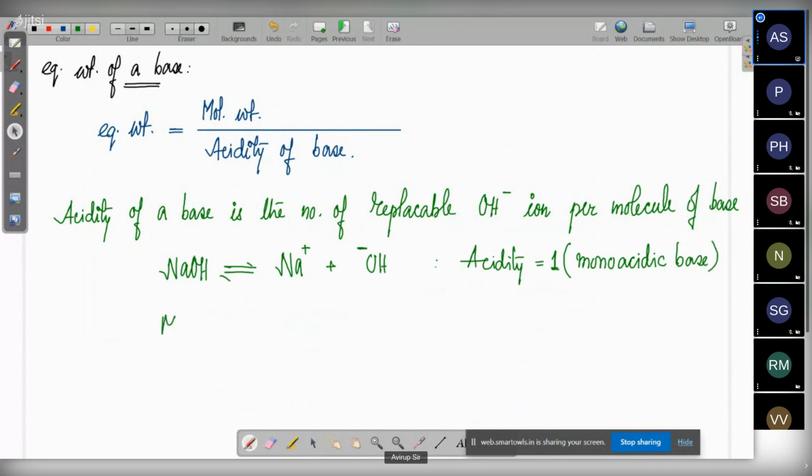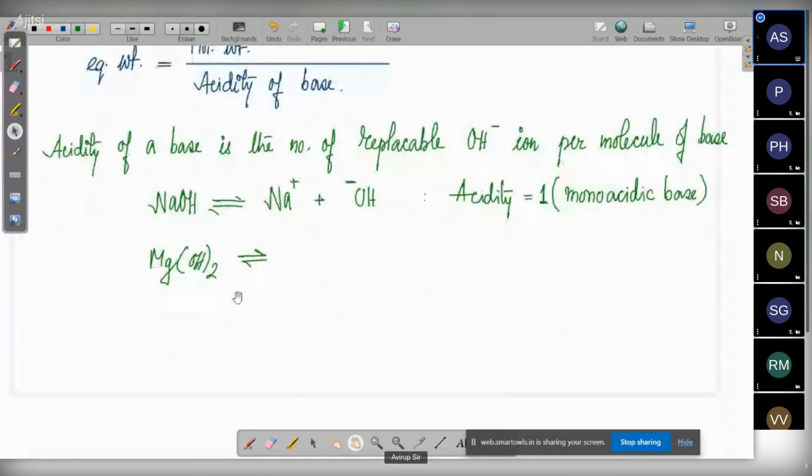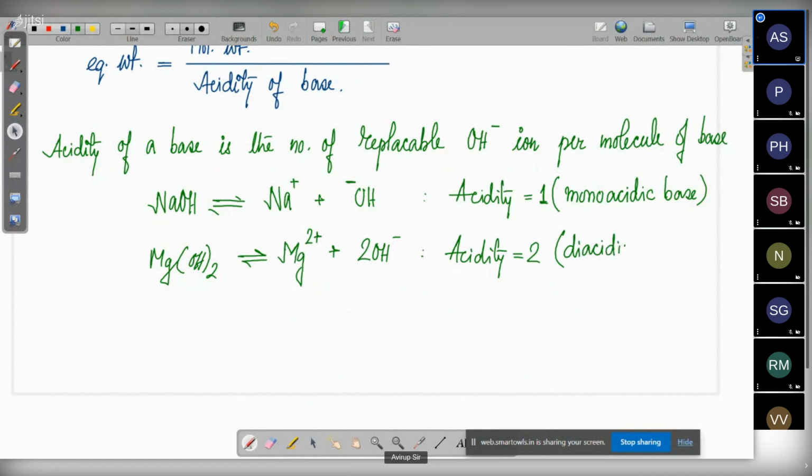Then suppose if I give you magnesium hydroxide, what will be the acidity? Just a simple thing. How many OH are there in magnesium hydroxide? Just by looking at the formula, say 2. So this one will dissociate into magnesium 2 plus and 2 OH minus. So acidity is equal to 2. So this one is a diacidic base.